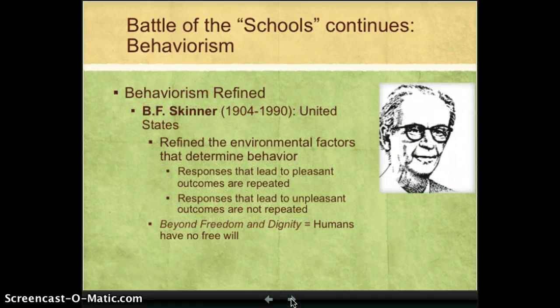So John B. Watson started this movement, but it became more refined underneath someone named B.F. Skinner. B.F. Skinner was another psychologist in the United States, and he did thousands upon thousands of research studies. And what he focused on were the exact environmental factors that determine behavior. Two big principles of behaviorism under Skinner are that responses that lead to pleasant outcomes are repeated, and responses that lead to unpleasant outcomes are not repeated. Think about that for just a minute. Not really groundbreaking stuff, but he studied it in a scientific way.